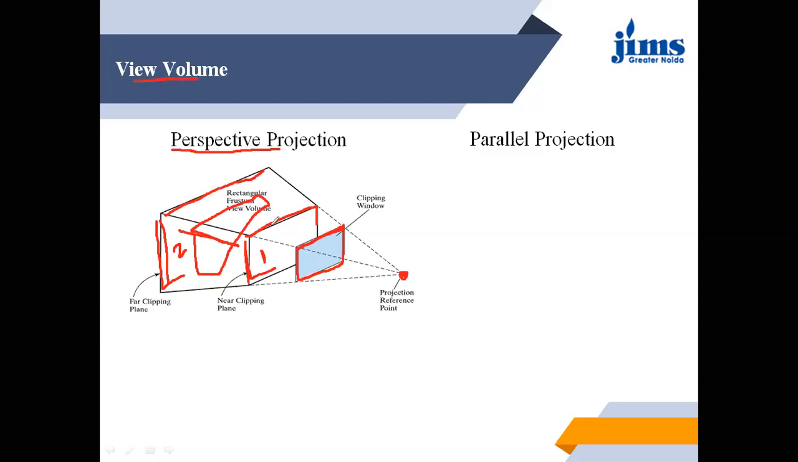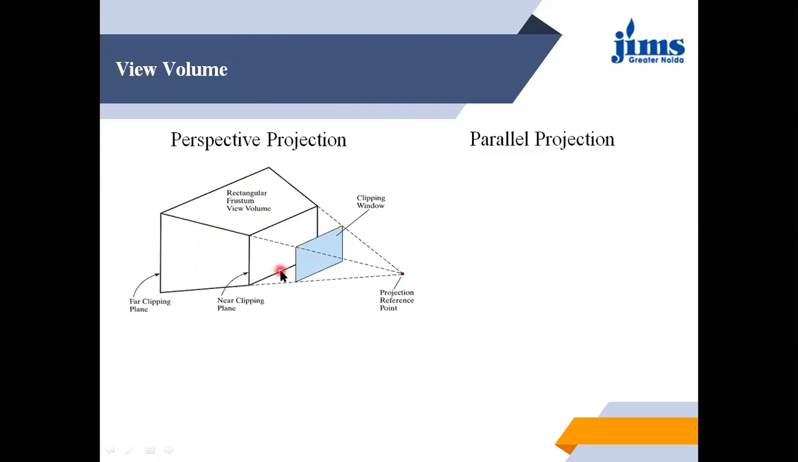Suppose I want to change the location of this image, then in that case the volume of the perspective projection will change. So this is the value between the far clipping plane or far image as well as the near plane. The same can be done in the parallel projection also.